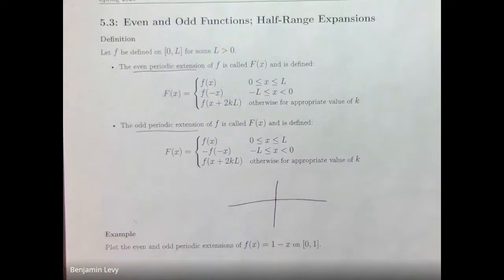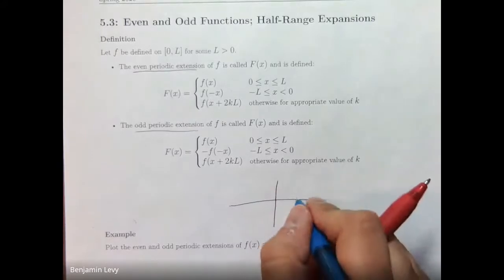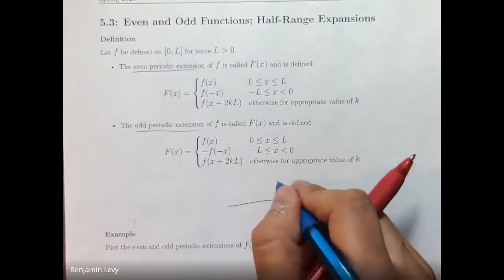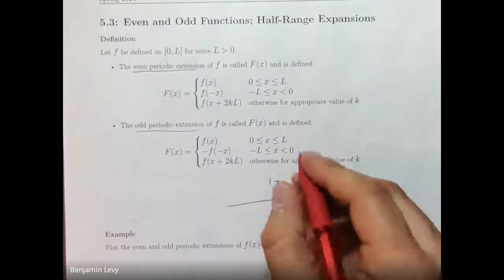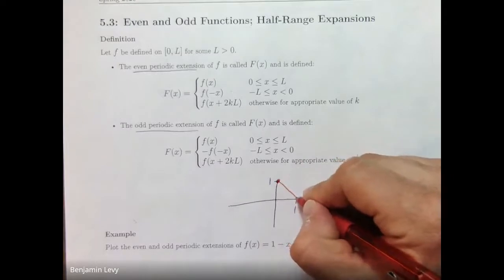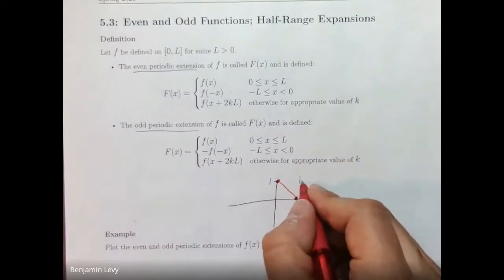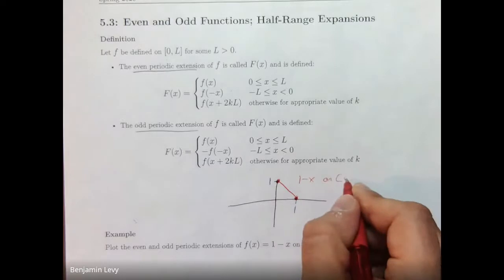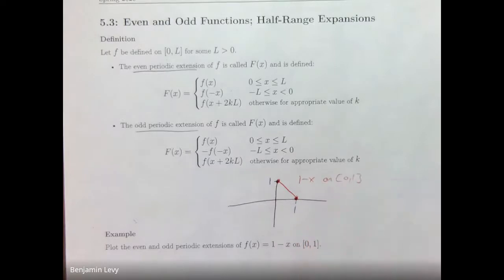So 1 minus x is a straight line that has a y-intercept of 1 and a slope of -1. If we're going from 0 to 1, it starts up here at 1 and goes down to right here. That's the line 1 minus x on [0, 1]. Let everyone write that down, so then I can start pointing at things again.